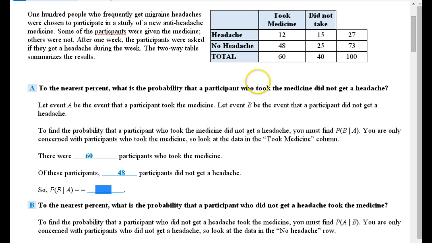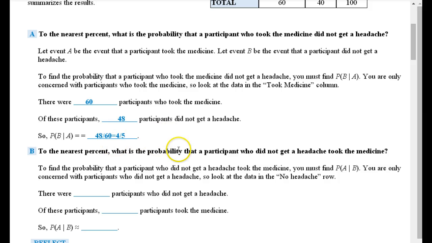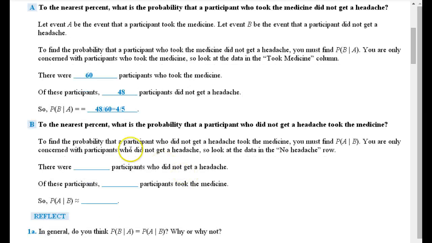So what we're going to do is put in B given A, which is 48 over the 60, which of course you could reduce. I happen to know those both are multiples of 12. 12 times 4 is 48, and 12 times 5 is 60. I just happen to know that, but you could use your calculator to find the same. So that's the probability of B given A. It says to the nearest percent. Well, you'd use your calculator, but I know that that is 80%.